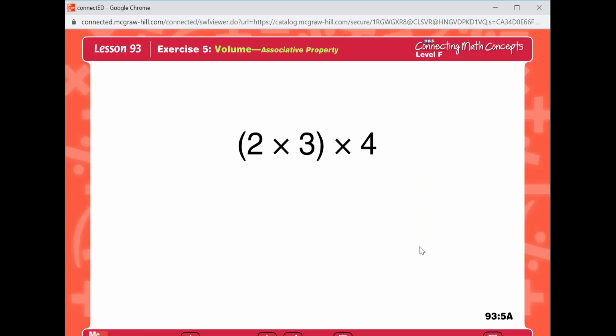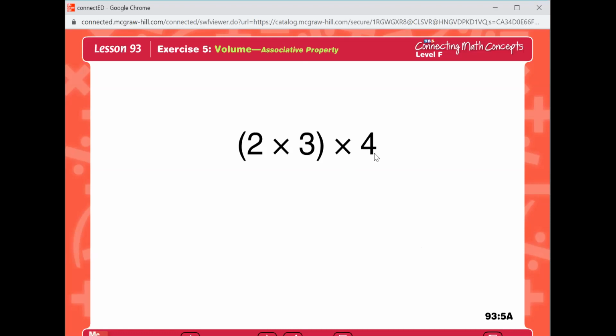So here you have the quantity of 2 times 3 multiplied by 4. So read the problem. 2 times 3 times 4. What does 2 times 3 equal? 2 times 3 equals 6. And what does 6 times 4 equal? 6 times 4 equals 24.